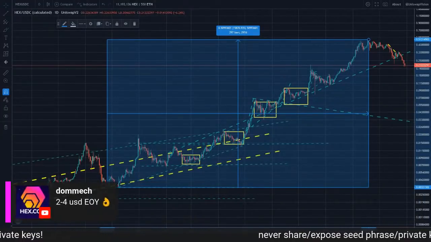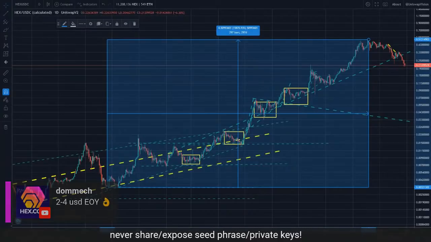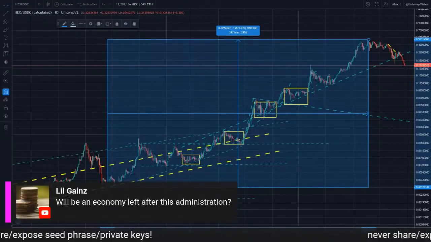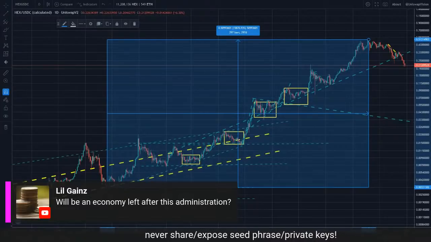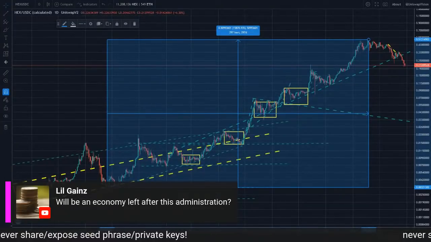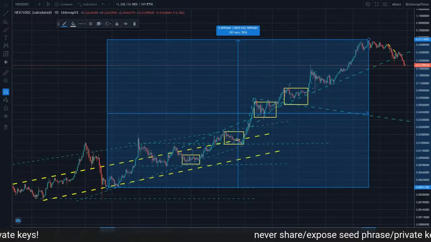My pleasure, man. This is probably a good range, $2 to $3 by the end of the year. Probably not, because they're literally trying to destroy it. I'm not sure people realize that. They're literally trying to destroy the economy. So, you know, hard to say.